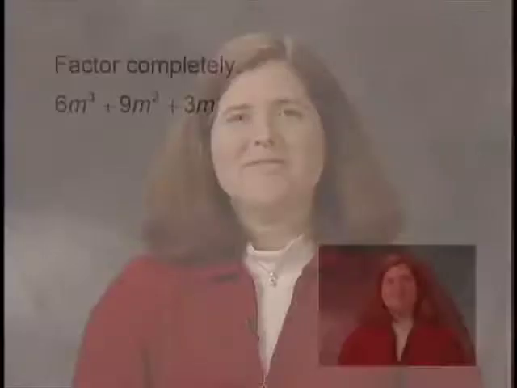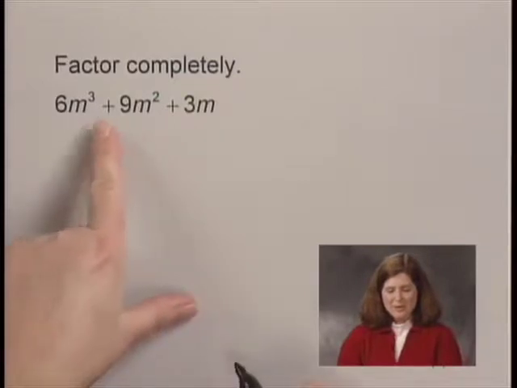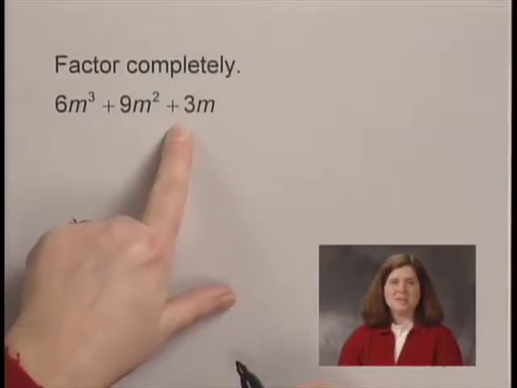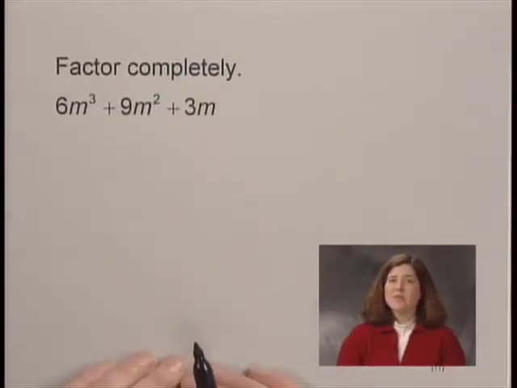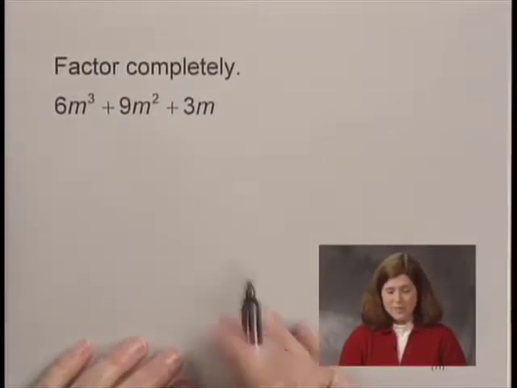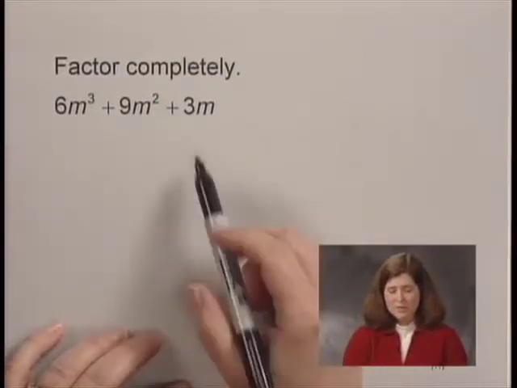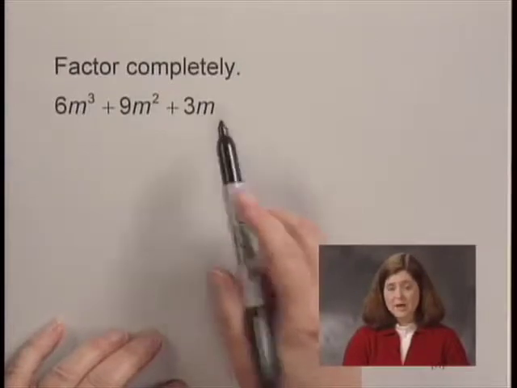In this problem, we'll factor a polynomial. We're asked to factor the polynomial 6m cubed plus 9m squared plus 3m. The first thing we look for is a common factor. There is a factor common to all three terms. The common factor is 3m.